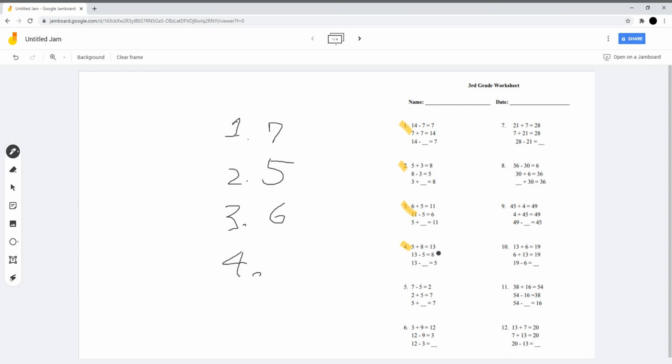Number 4. 5 plus 8 is 13. 13 minus 5 is 8. 13 minus what is 5? Subtract 13 and 5. The answer is 8.